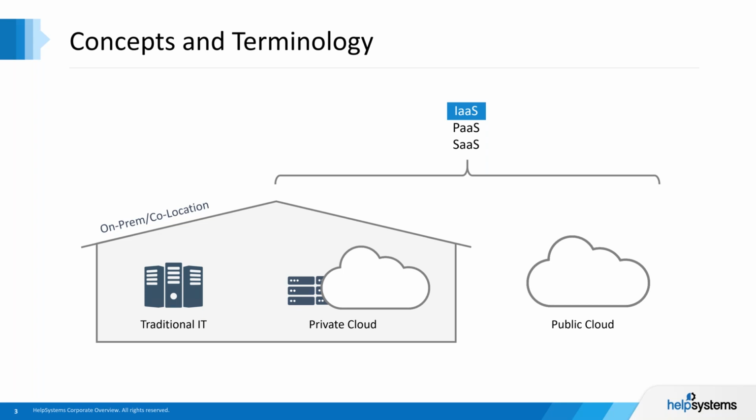Cloud comes in multiple different forms, or it's delivered in different forms. It could be infrastructure as a service, platform as a service, or software as a service. We're going to mainly deal with the infrastructure as a service piece here because that's really where you need to do most of the capacity and performance management, and that's really where we, as capacity managers or performance managers, are mostly involved.